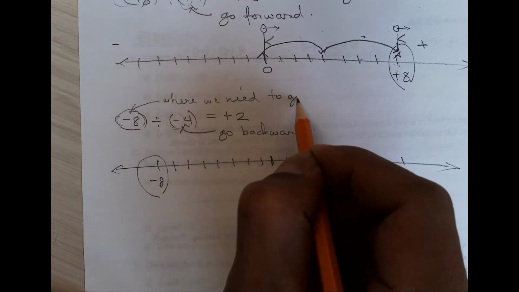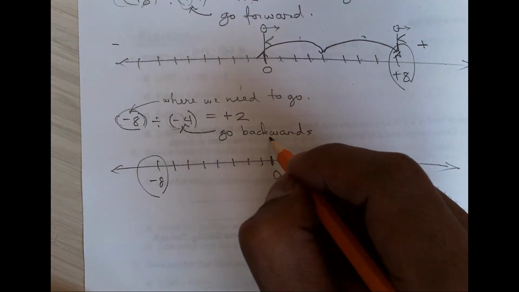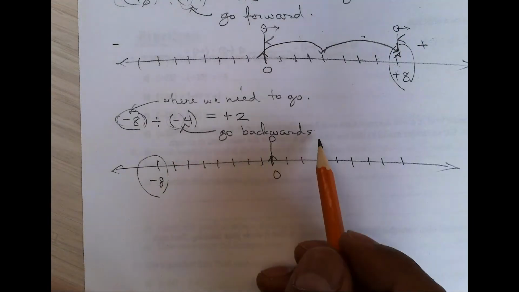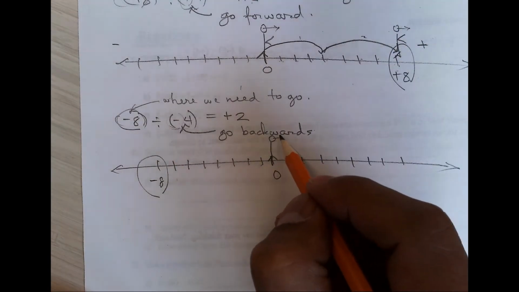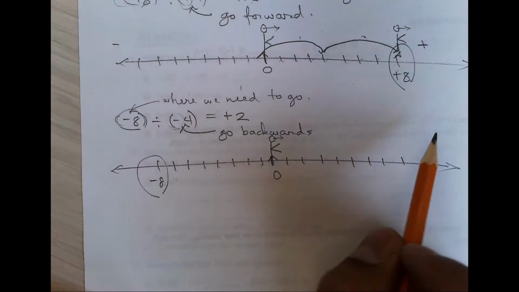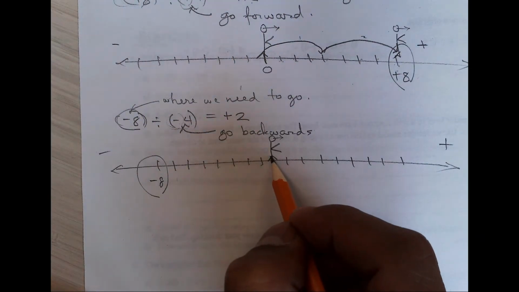Where we need to go is negative 8. Well, if this guy is going to go backwards, which way would he be facing? He would actually be facing the positive direction, because if he's going to go backwards, he's facing in this direction. Agreed? Okay, so let's go backwards 4 steps at a time.